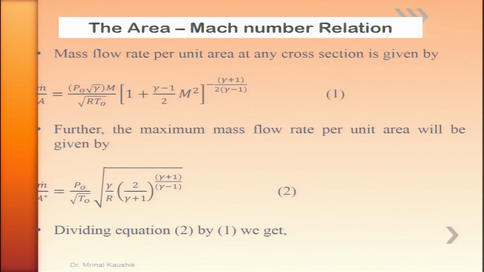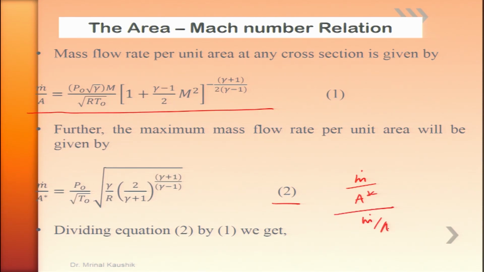Further, let us move on. We have obtained the general mass flow rate per unit area expression, which is something like this. However, the maximum mass flow rate result that we obtained is something like this. Now, if you divide these two, this simple mathematical exercise will give you a very peculiar relationship termed the area Mach number relationship. In doing so, let us divide the second equation, that is m dot by A star, divided by m dot by A.